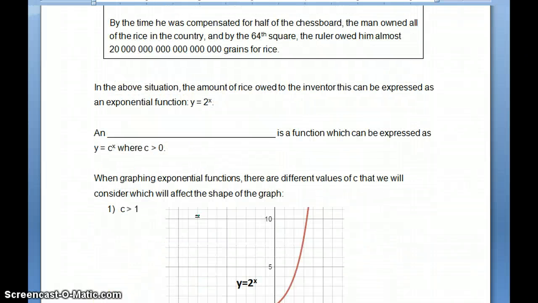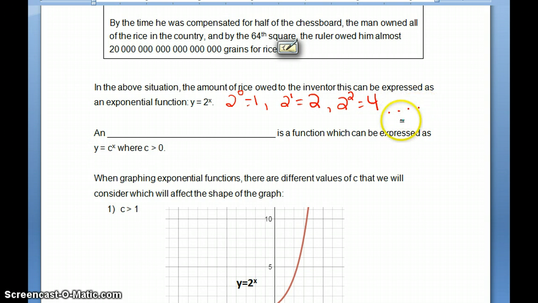If you want to look at those values, we could even write that in. The first one would be 2 to the 0, because that's equal to 1 grain of rice. Our second one, we had 2 to the 1, that is 2 grains of rice. Then moving on, we have 2 to the 2, that's equal to 4, and so on. So we can write that as an exponential function, y is equal to 2 to the power of x.